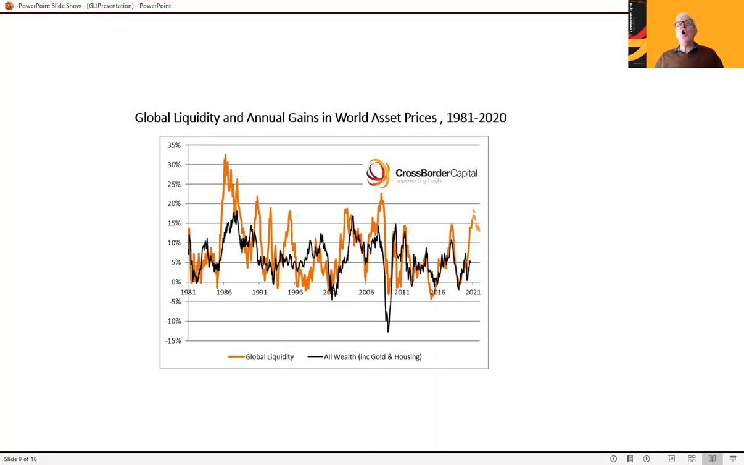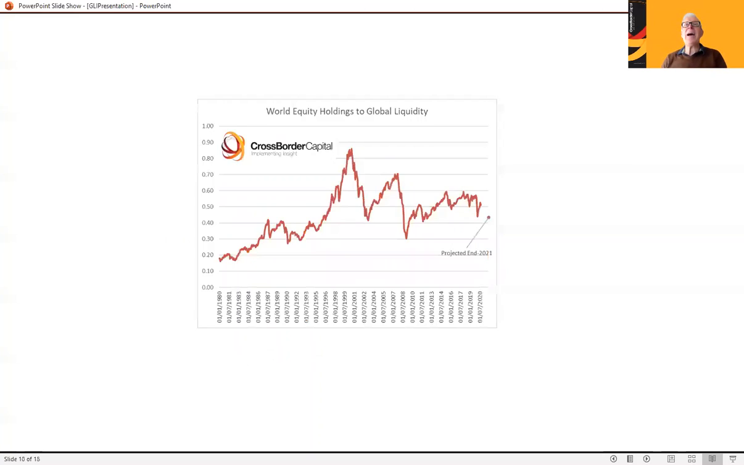The gap between the orange and the black suggests there is a catch-up in asset markets to come. The rise that we've had in world financial markets in the last 10 days has probably taken us up to around about 8% on that chart. So it's moving up closer to the orange line, but there's still further to go. So I still think there will be gains to be had.